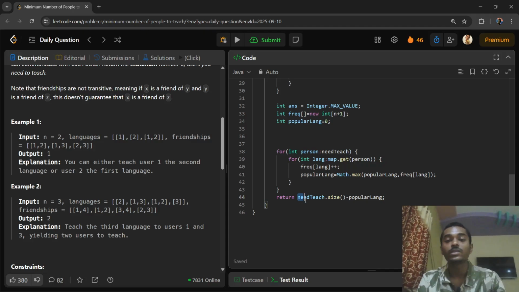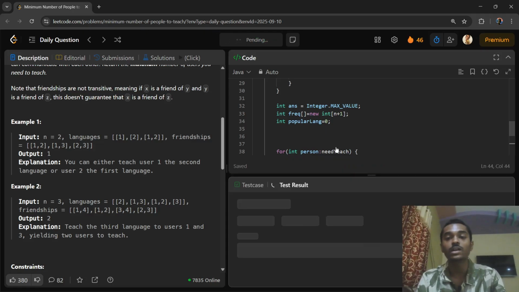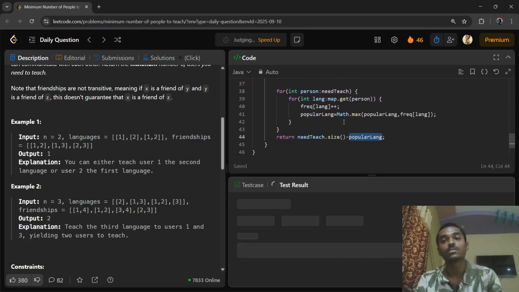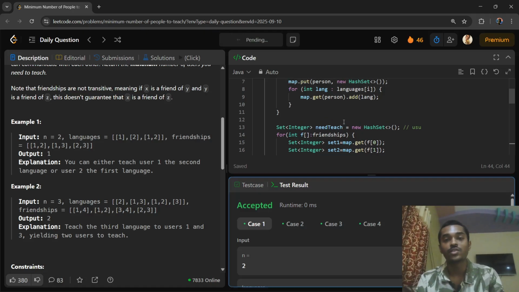So at the end, this is the unsatisfied users, how many users, unsatisfied users minus the popular language count. This is the popular language count. Let's try to run it, let's try to submit it.